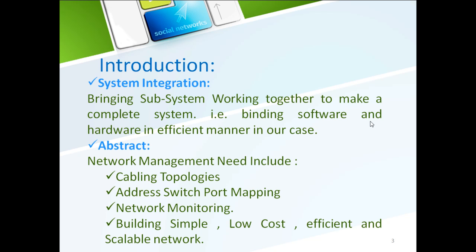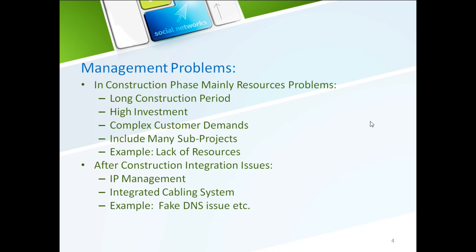Introduction. System integration. What is system integration? System integration means bringing subsystems to work as a whole system. Like you have a number of subsystems, you use them and make a complete system. Abstract of network management is cabling topologies, switch port mapping, network monitoring. At the end, building a simple, low cost, efficient and scalable network.